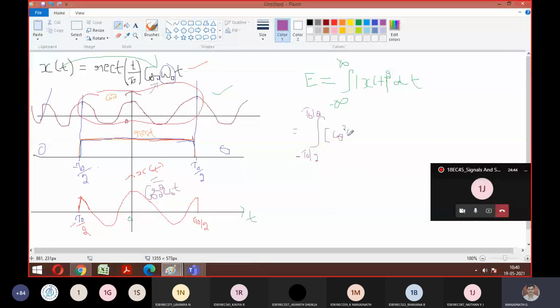Is it okay? So you should write a statement there. Before writing x of t, you can make a statement: it is assumed that since there are multiple cycles of the cosine wave between the interval minus t naught to plus t naught, we are supposed to consider x of t as what? Cos square of t.